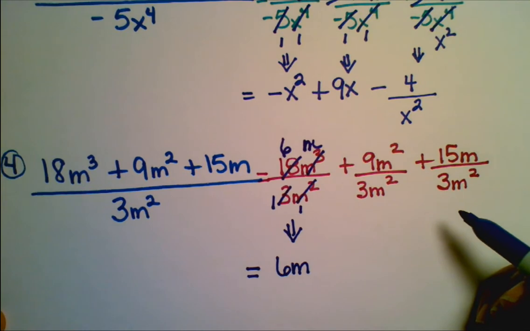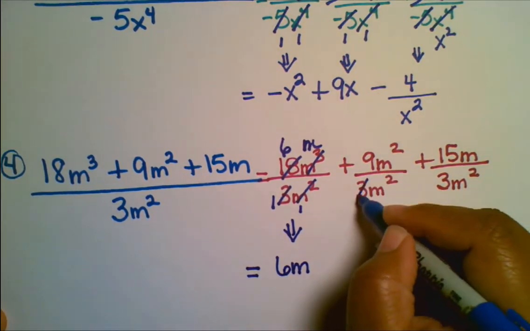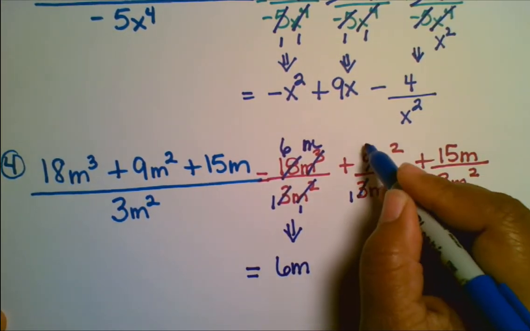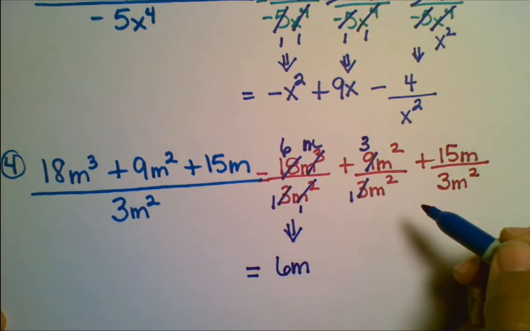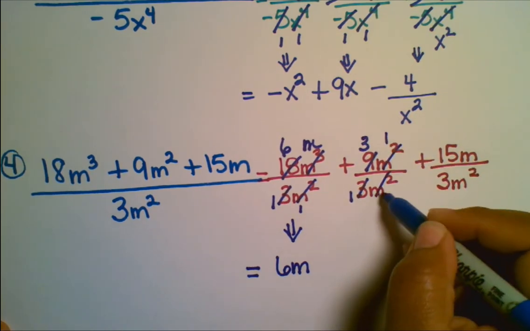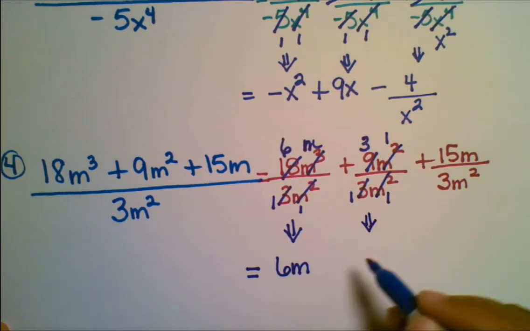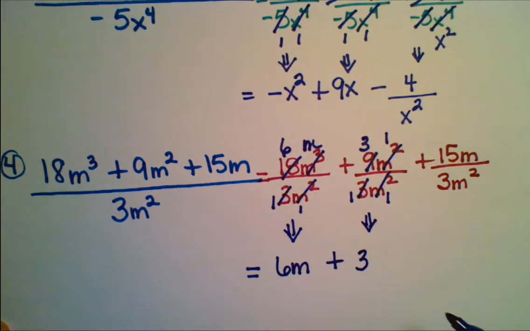The next term, middle term, 3 divides into 9 3 times. And what's going to happen to the m's here since they are identical? They're going to cancel out, meaning reduce to 1. So our middle term is plus 3.